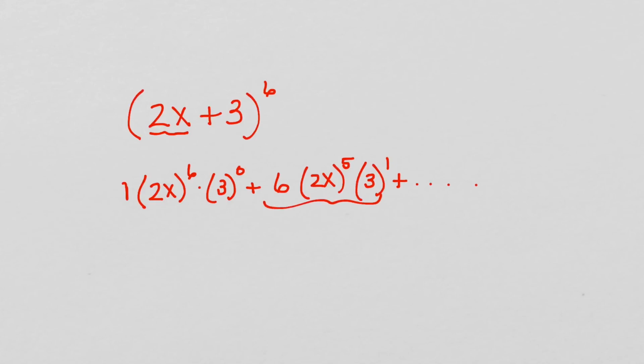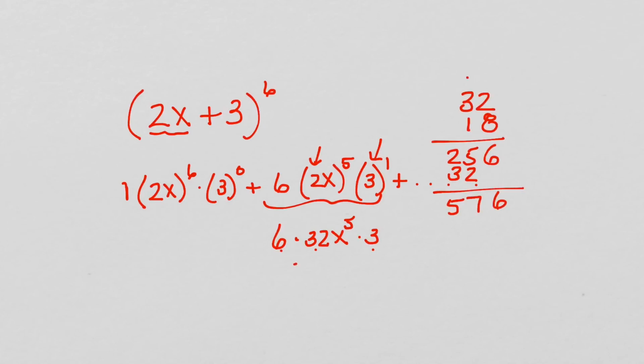What we see is that the 2 and the 3 are going to affect the coefficient. So I would get 6 times 2 to the 5th, which is 32, times x to the 5, and 3 to the 1 is 3. Then I need to multiply 6 times 32 times 3, and I get 576 x to the 5th, which is my term, and the coefficient is 576. All right, so that's how you do that problem, and a little bit extra too.